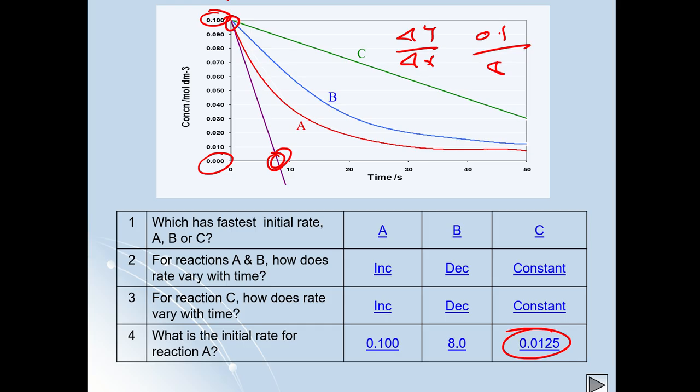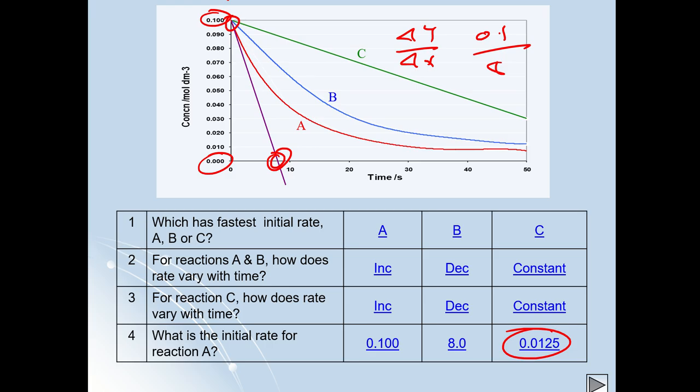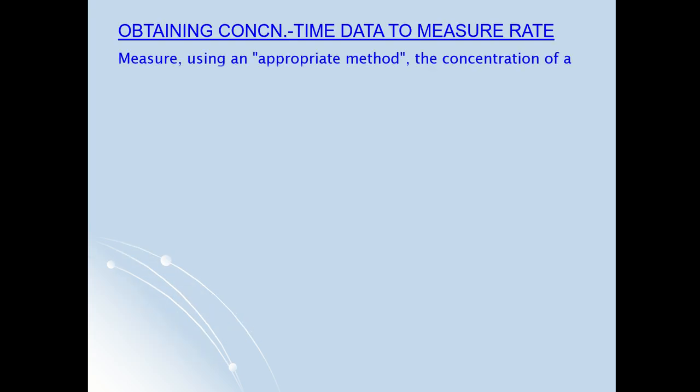Hopefully that all makes sense. If it doesn't make sense, take a little minute to have a look through it, guys, because the fundamentals that we're looking at there will be required for what we do later. So how do we get these concentration time graphs? This is our first step whenever we're doing these in class, is to carry out an experiment and to get a concentration time graph that we have on the board now.